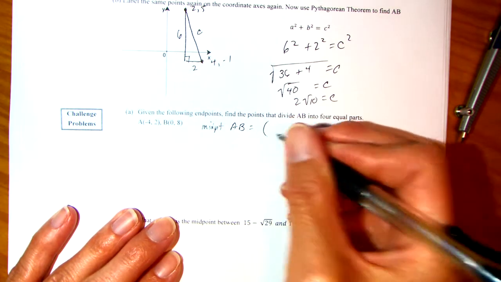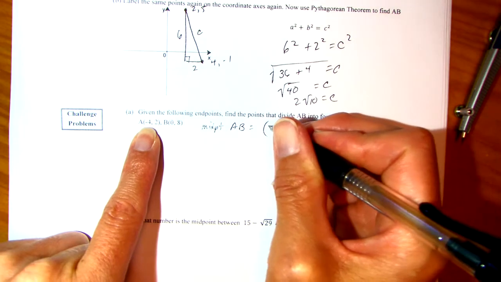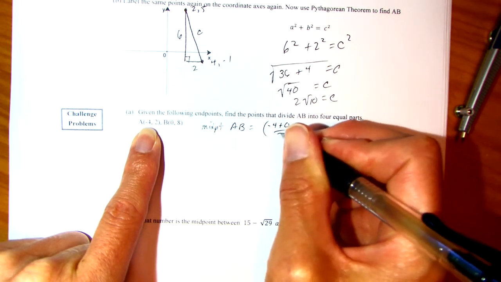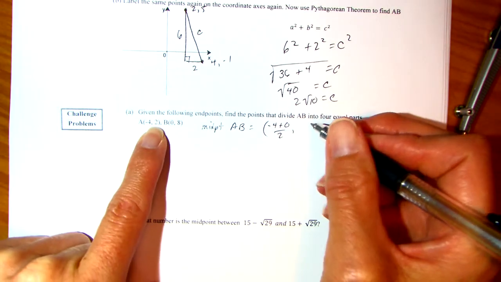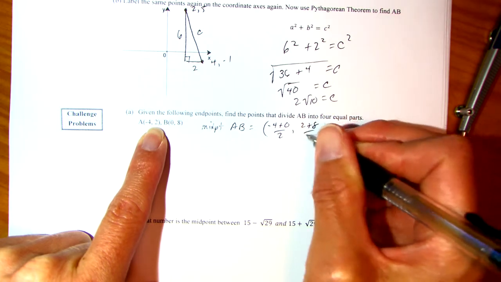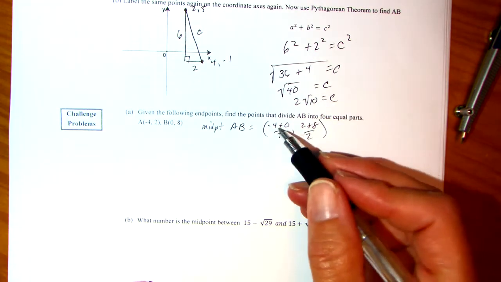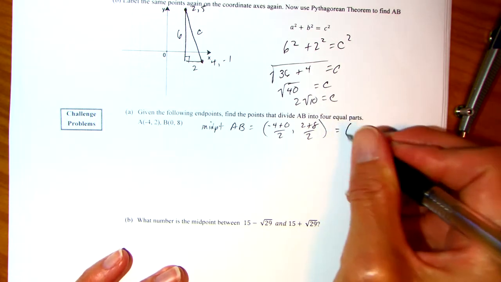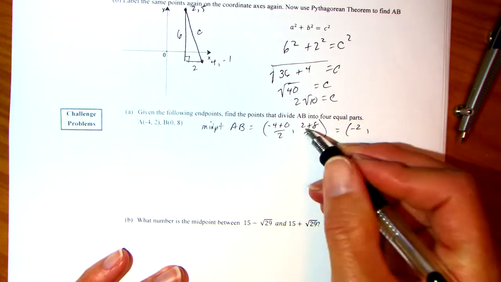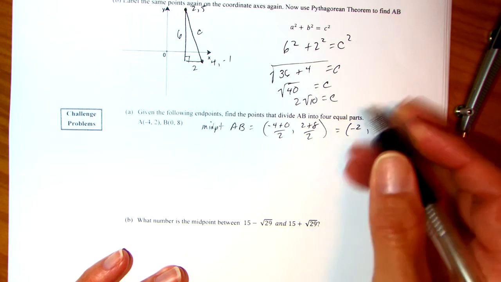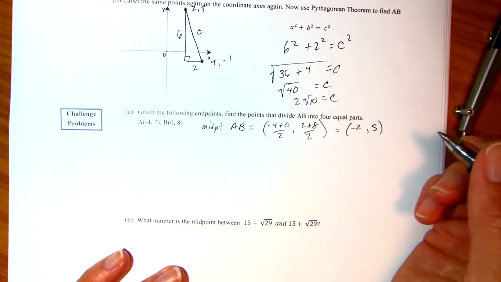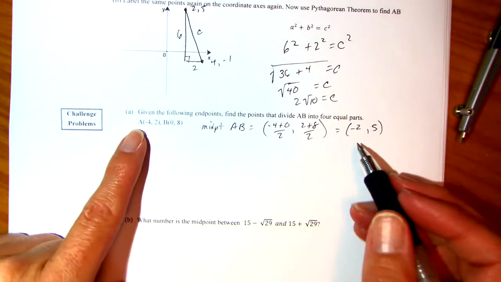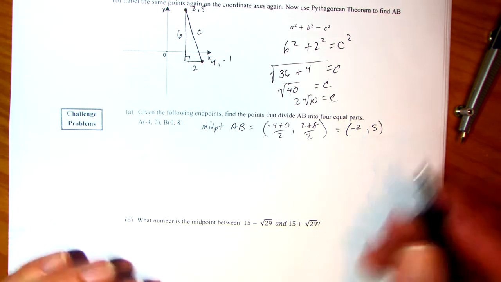Okay, so we take your two x's, -4 plus 0 over 2, and then the two y's, 2 plus 8 over 2. Well, -4 plus 0 is -4, divided by 2 is -2, and then 2 plus 8 is 10, divided by 2 is 5. So that's our midpoint.